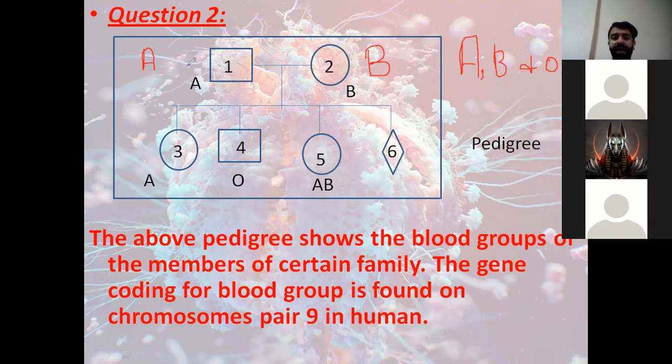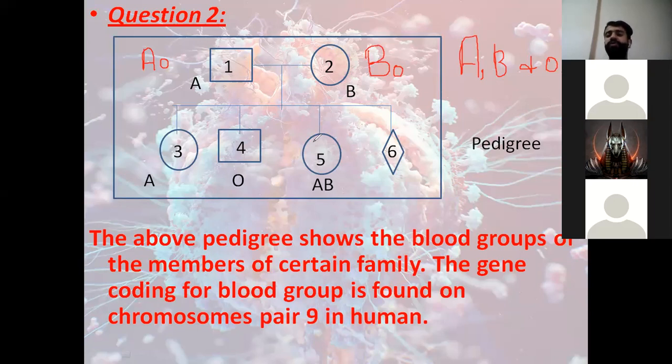So individual 1 has genotype AO. Individual 2 has genotype BO. Very good. Thank you, Yusuf. Individual 1 and 2 have blood groups A and B respectively, but they gave birth to individual 4, who has blood group O. So the allele O was masked in the parents. It's recessive with respect to the alleles A and B.